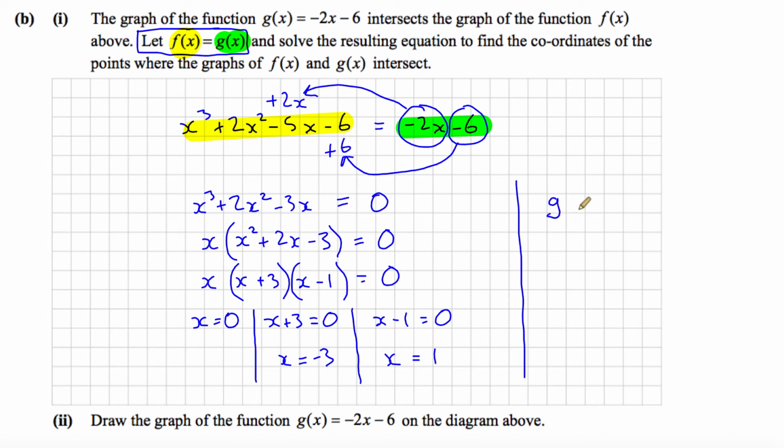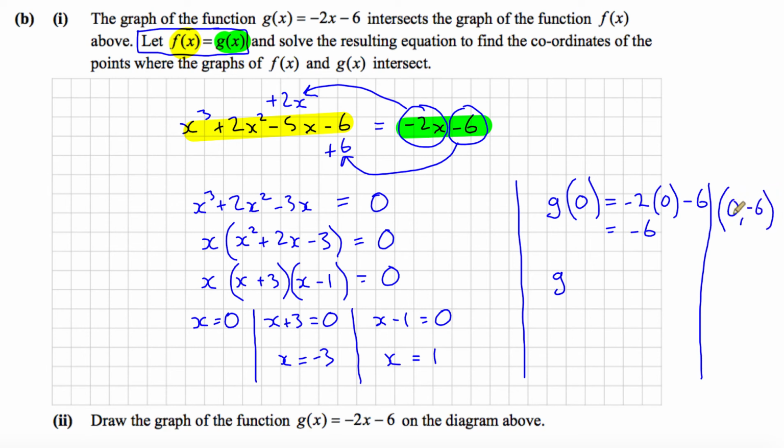So if I find g of 0, that gives me minus 2 times 0 minus 6, which is minus 6. So when x is 0, y is minus 6. That's one coordinate.